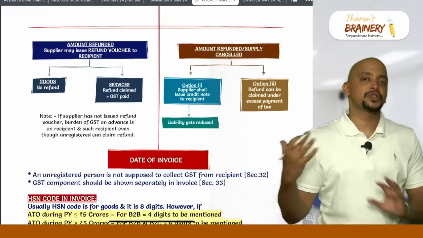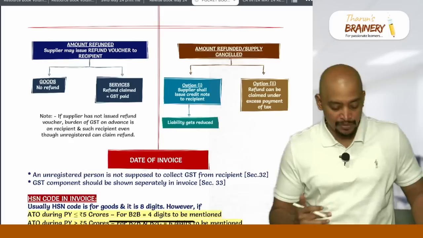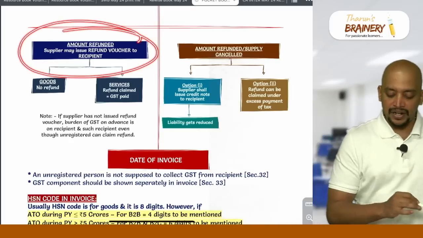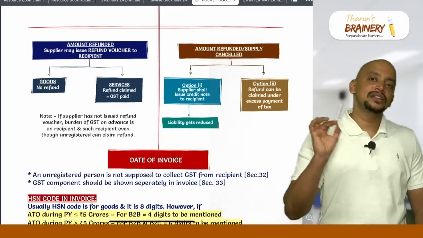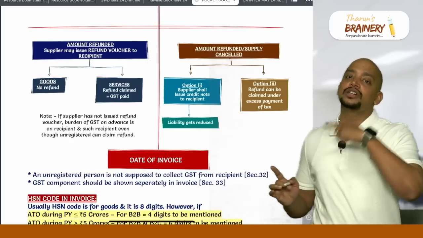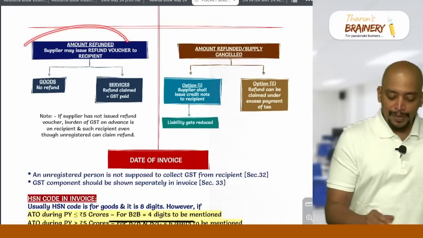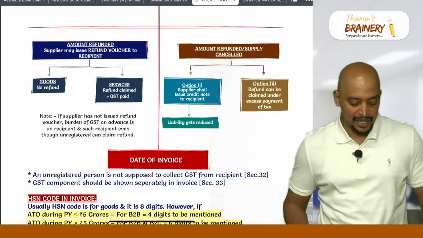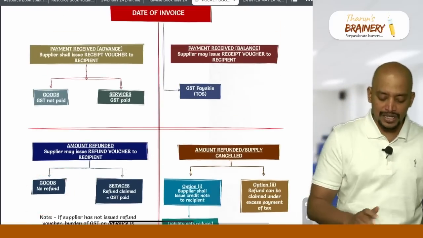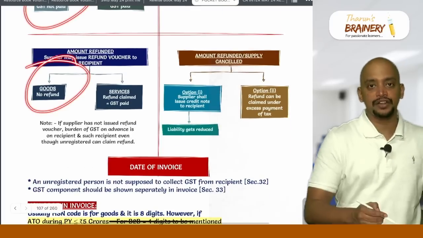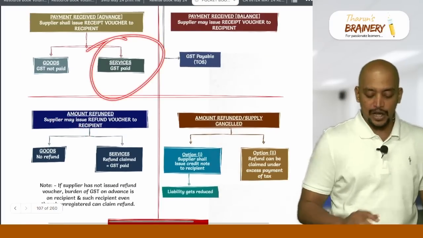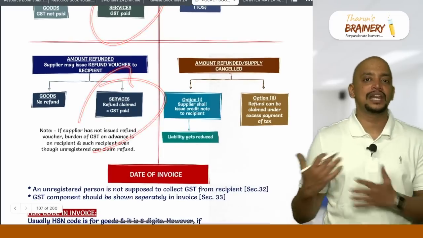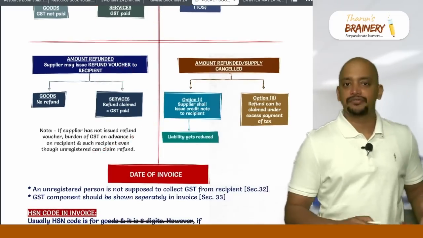So we have a separate option called refund voucher. Under that we can claim the refund. So when this amount is refunded, the supplier may issue. It is not mandatory, it is may issue because there is an alternative available. The supplier may issue a refund voucher to the recipient. On goods, no refund because they have not paid any GST on goods. Whereas in case of services, as they have paid GST, they need to claim the refund, so refund on account of refund voucher.